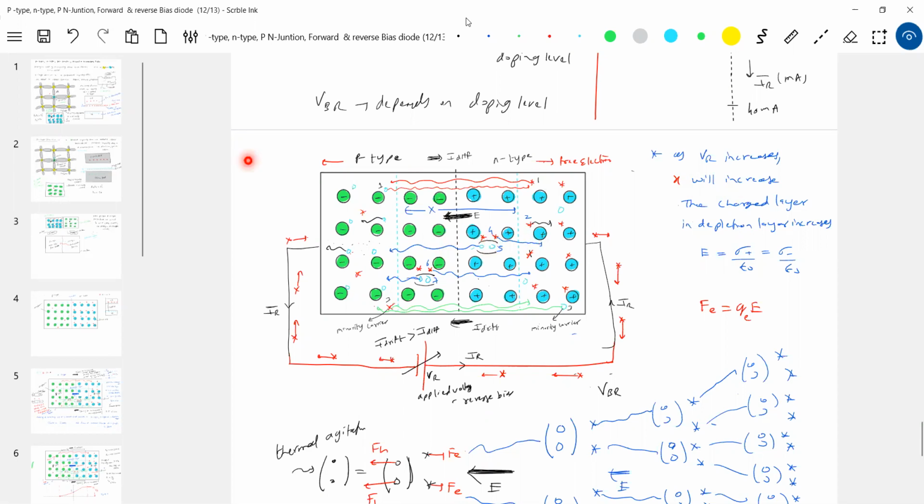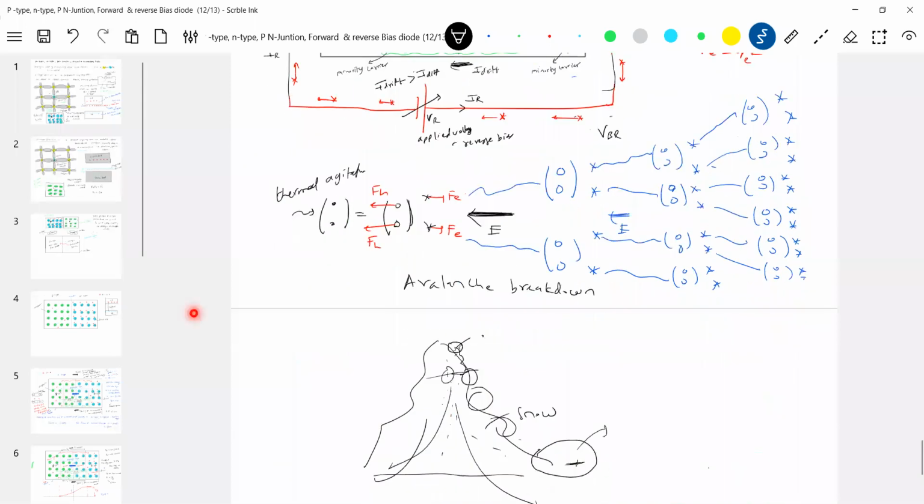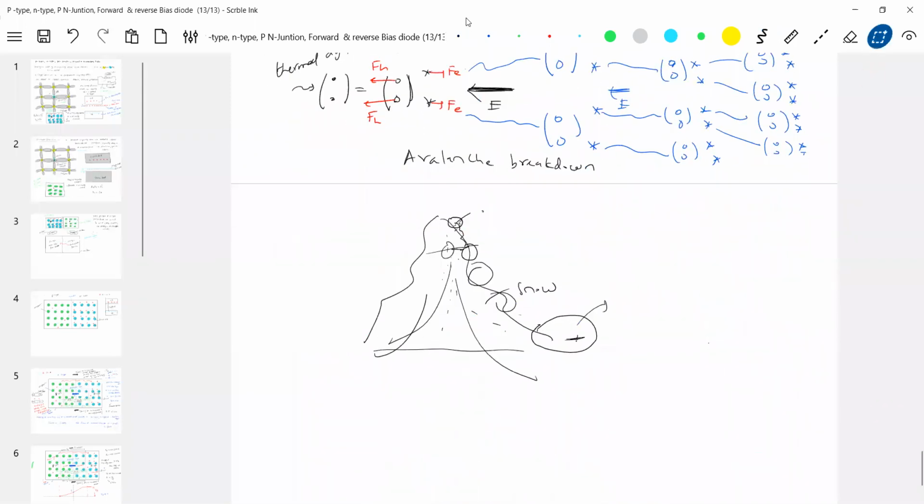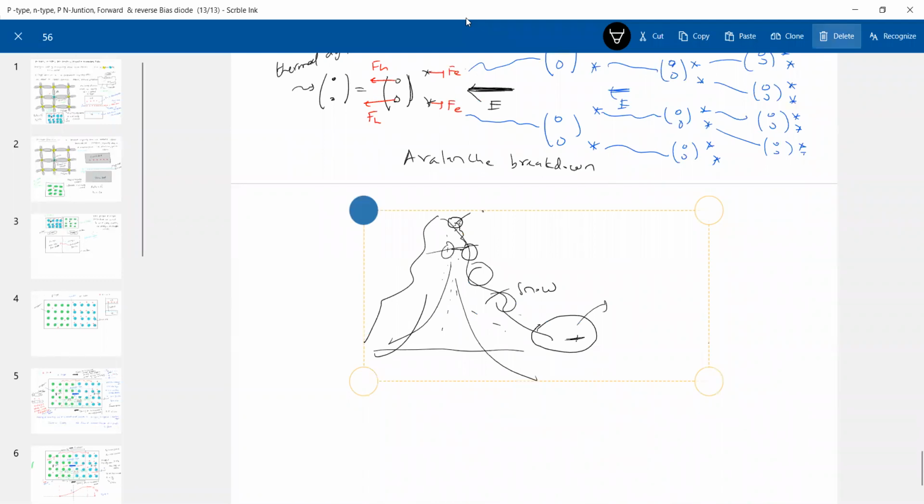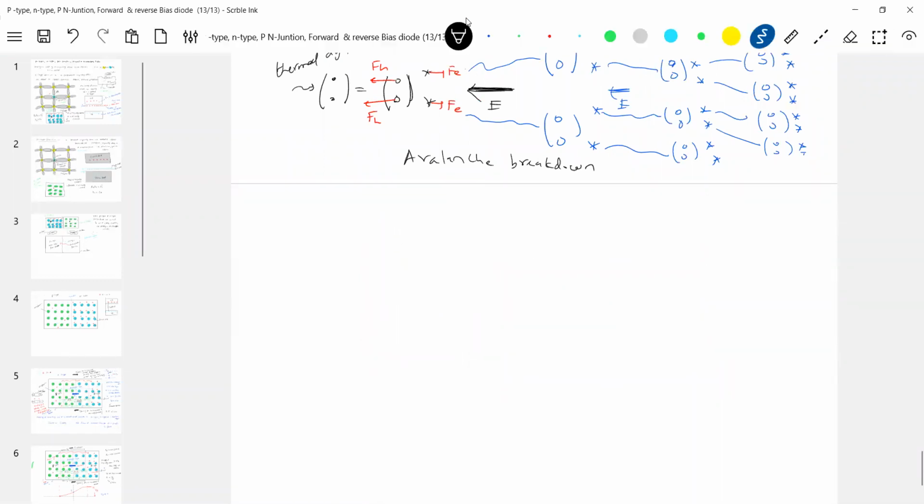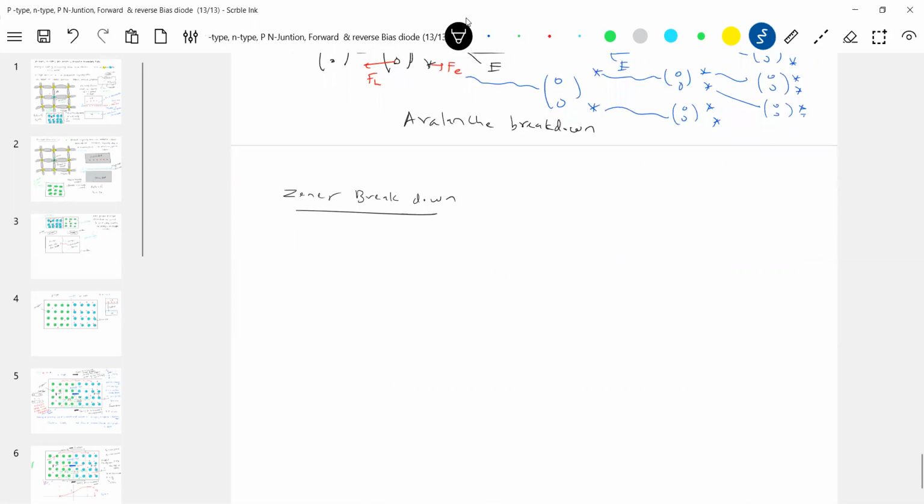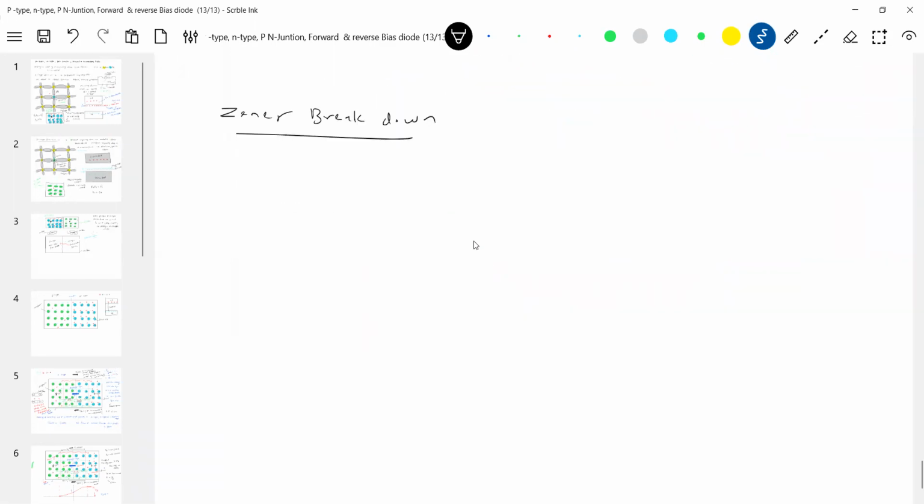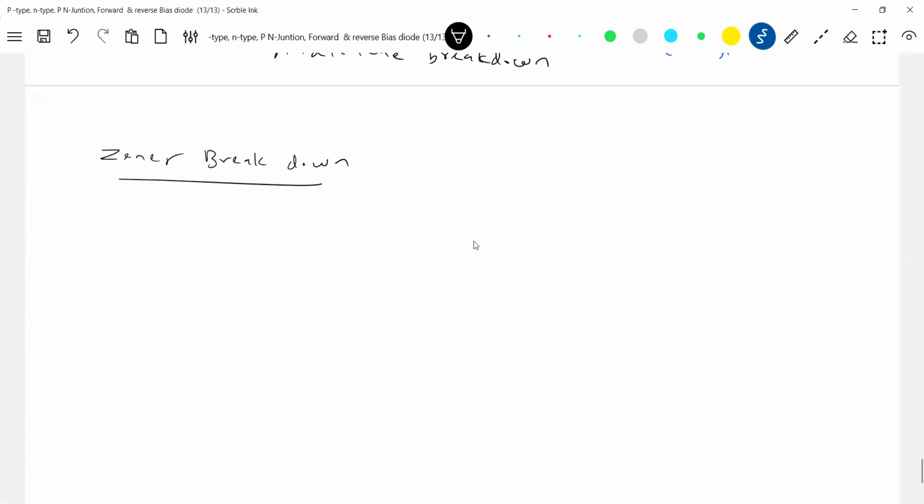So the reverse thing is what happens. If any free electron is captured by a hole, we'll get a valence electron. If a valence electron is pulled from the valence band, what do you get? One hole and one free electron. So what is the next is called a Zener breakdown. Now what we have is called an avalanche breakdown. The next breakdown is what I'll call Zener breakdown.